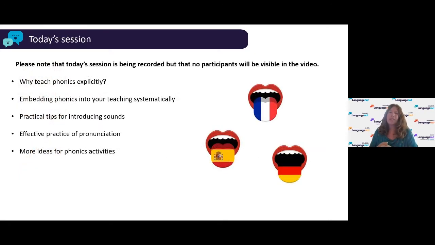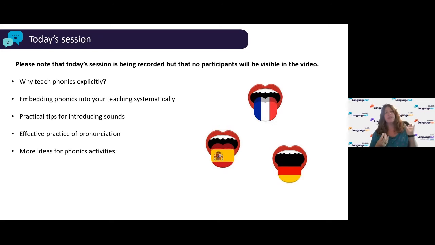So what we're going to be talking about is phonics. Why are we teaching phonics explicitly? We hope that the fact that you're here means you think that phonics might be quite a good idea, but why should we actually teach it explicitly and not just teach it as part of what we're doing? How do you do that? So you want to teach phonics, how do you embed that into your teaching systematically, instead of just doing it on an ad hoc basis? How do you introduce sounds, and then how do you practice pronunciation really explicitly and effectively?